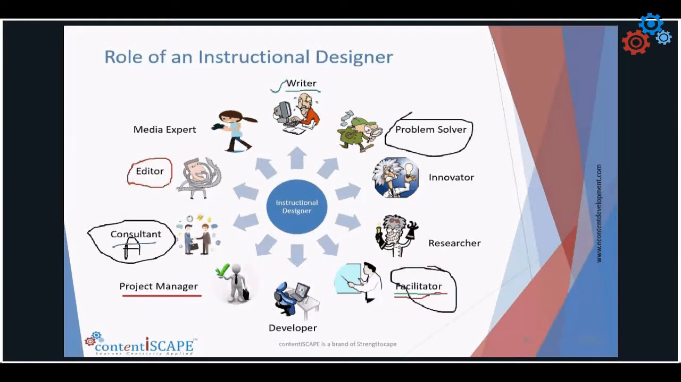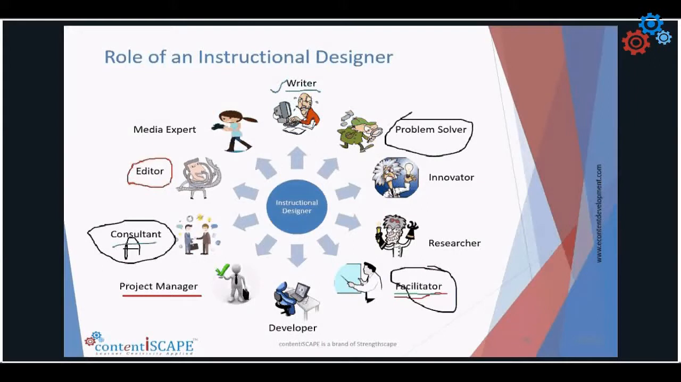Yes. So I selected consultant, facilitator, and a writer. Basically, a consultant, because an instructional designer would need to consult to come to a specific solution to be offered.